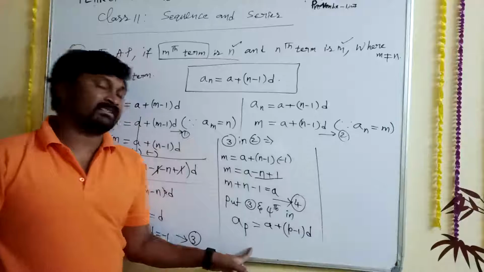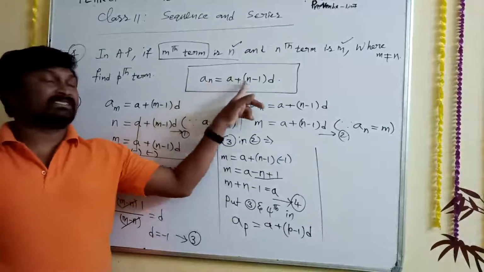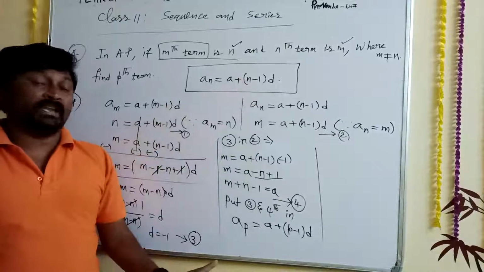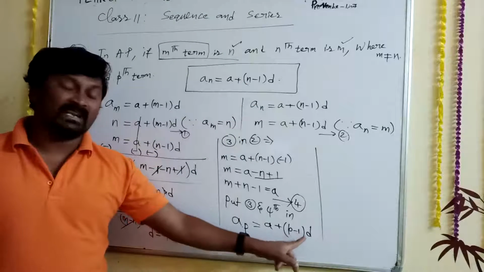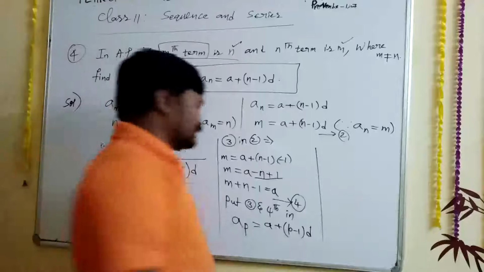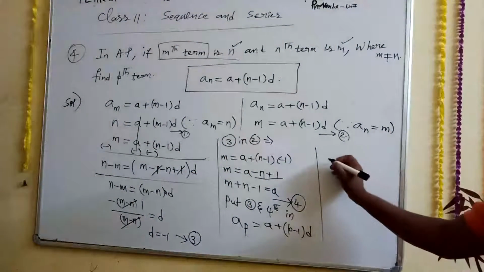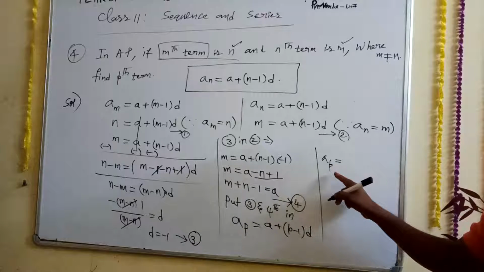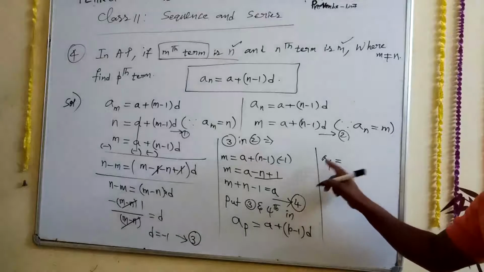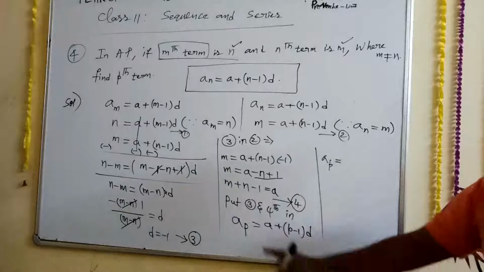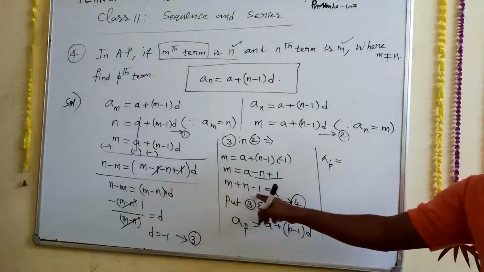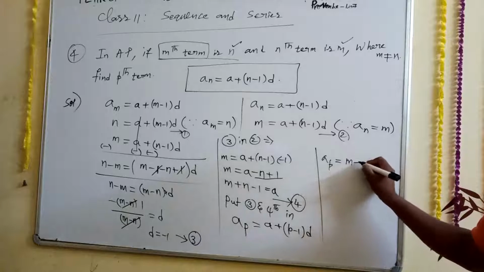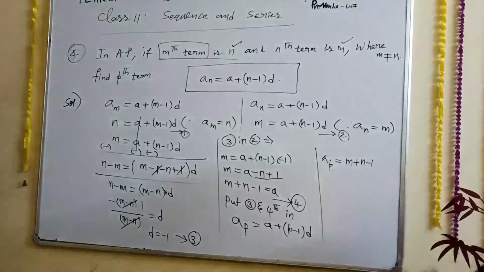Have you understood this? See here, nth term is this. Pth term means wherever n is there, substitute p. So now a plus p minus 1 into d. Now what I will do, just check carefully. So a suffix p, that is the pth term is equal to, a means what do you know? m plus n minus 1. Here a is there, just substitute it. m plus n minus 1.